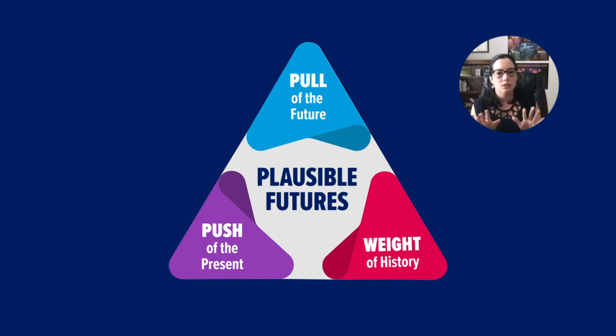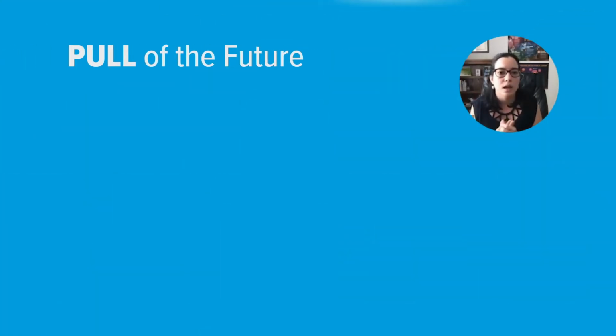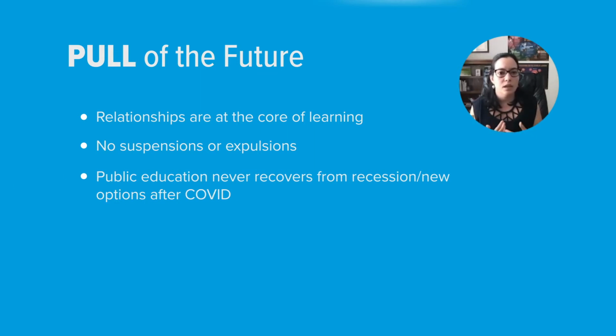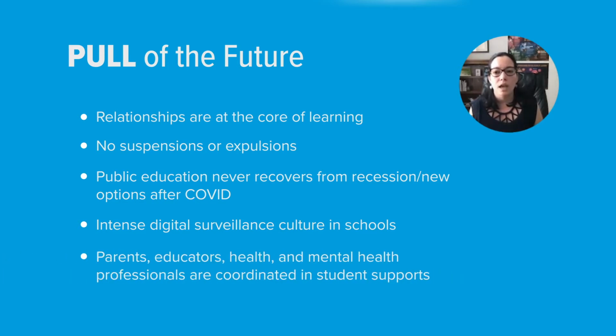So I'll start reading things from the top. On the pull of the future, we have: relationships are the core of learning, no suspensions or expulsions, public education never recovers from recession, and new options after COVID-19. Intense digital surveillance culture in schools. Resilient systems prepare for crisis. Parents, educators, health, and mental health professionals are coordinated in student supports.